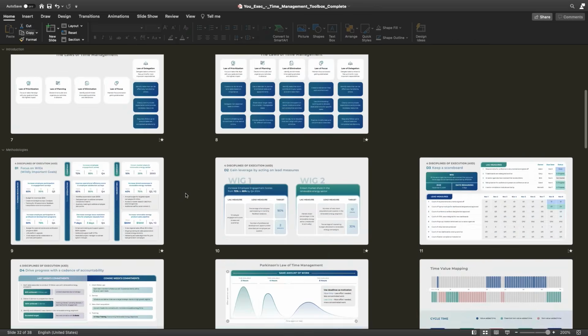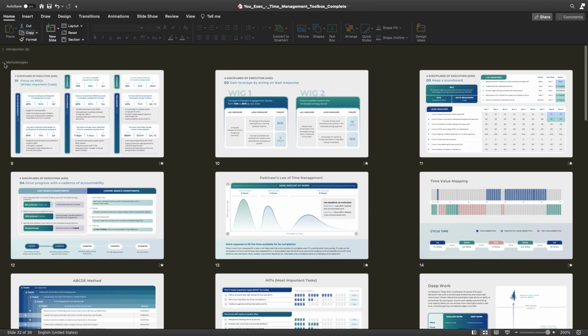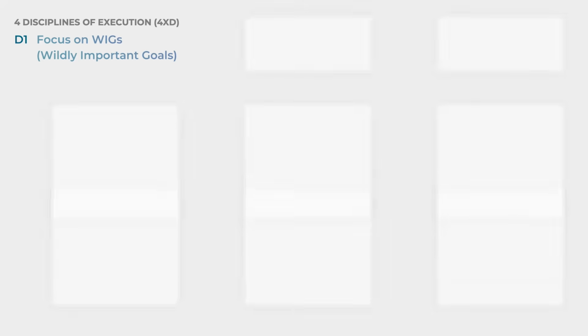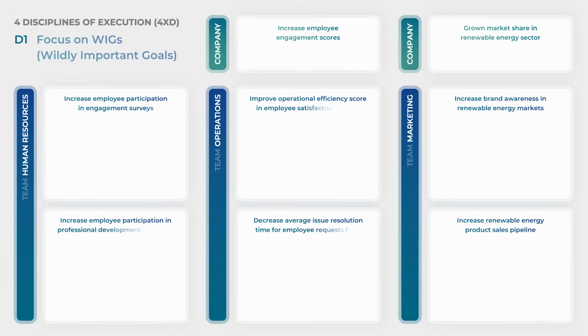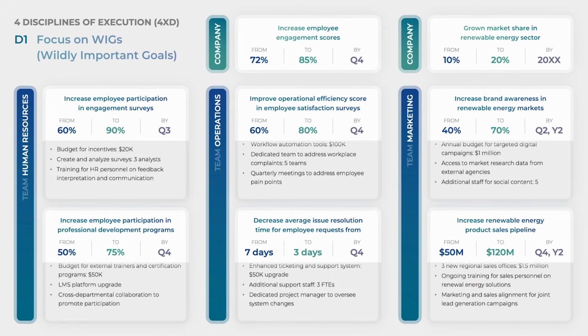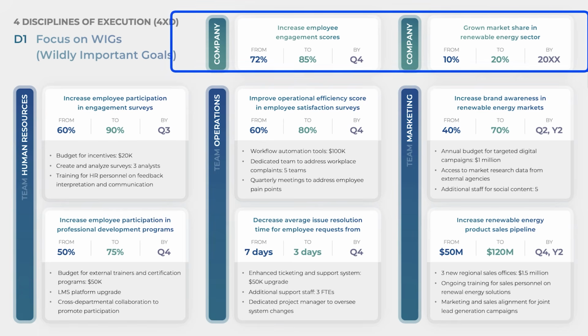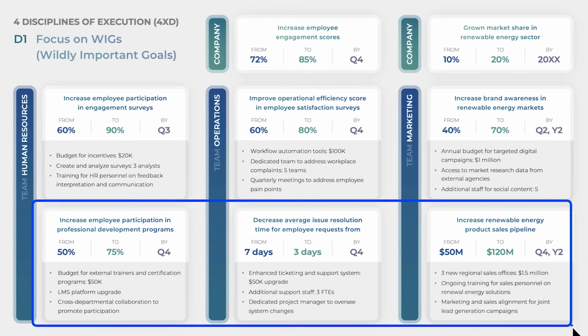So this presentation includes slides on different time management methodologies, time prioritization, and time audits. The 4 disciplines of execution, or 4DX framework, is especially useful in situations where distractions and competing priorities can derail the progress. So for the first discipline, set your wildly important goals, or WIGs, and identify 1 or 2 critical objectives that will make the biggest difference, whether on a company level or individual department level.